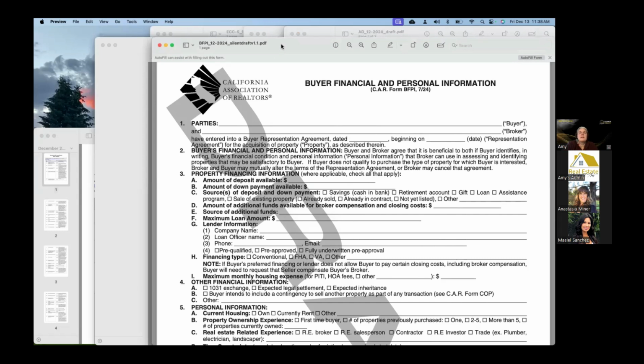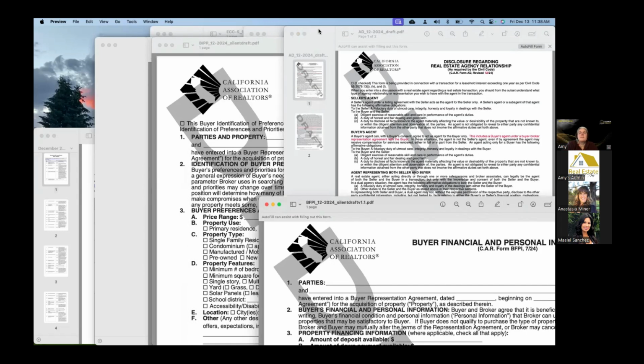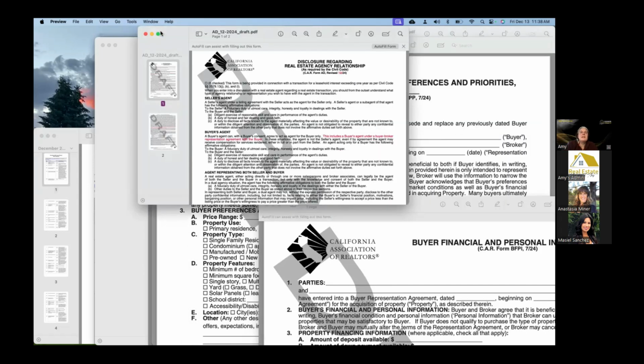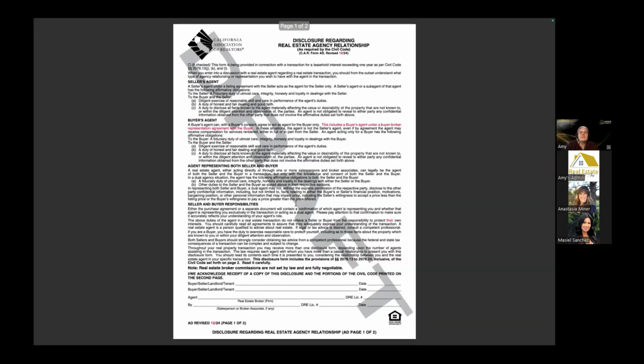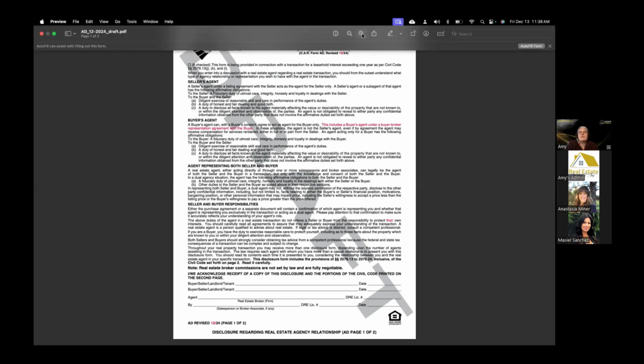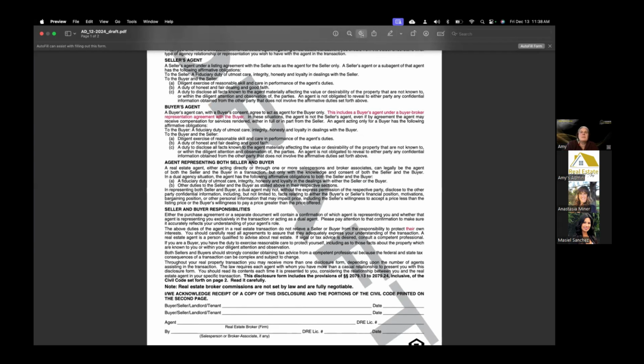Oh, that one's out of place. It probably moved all of mine. All right. Here's the agency disclosure form. There was just a quick little change on the agency disclosure. This one you'll see on both the buyer and seller forms. You'll see it with the purchase agreement. You'll see it with the listing agreement. You're going to see it with the buyer representation agreement.